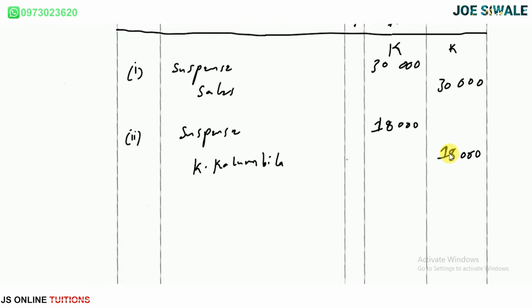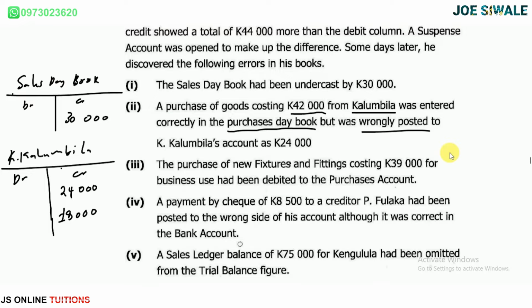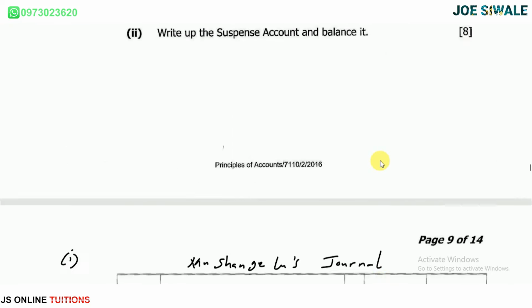Let us look at Roman numeral 3. Roman numeral 3 reads, the purchase of new fixtures and fittings costing 39,000 kwacha for business use had been debited to the purchases account. So this type of error is an error of principle, where an amount is posted to the wrong class of account. This type of error is not going to affect the trial balance, but we're going to show it in the journal entry there.